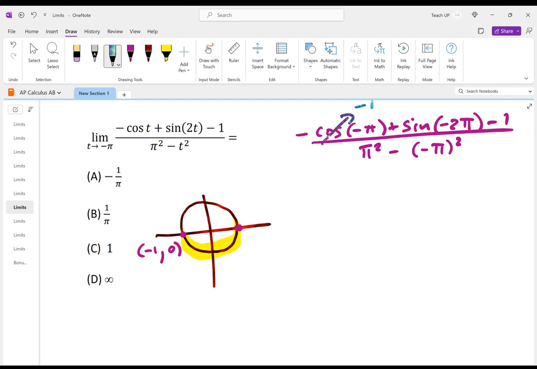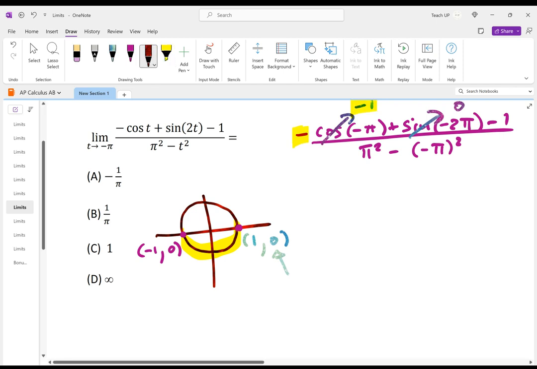And then the sine of negative 2 pi. For negative 2 pi, we're going around the unit circle clockwise, and we're going to end up right here. So the coordinates are positive 1, 0, and the sine corresponds to the y value. So the sine of negative 2 pi is 0. I'm just showing you how you can derive it. Hopefully you have it already memorized. But in any case, negative times negative 1 gives a positive 1, and then minus 1, that's going to be a 0.